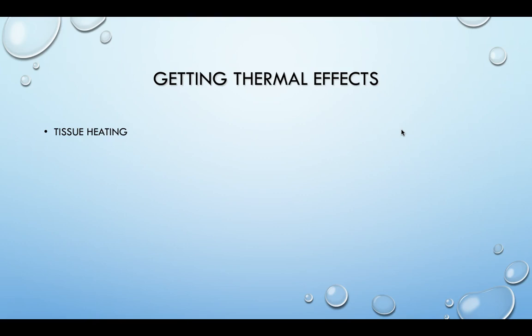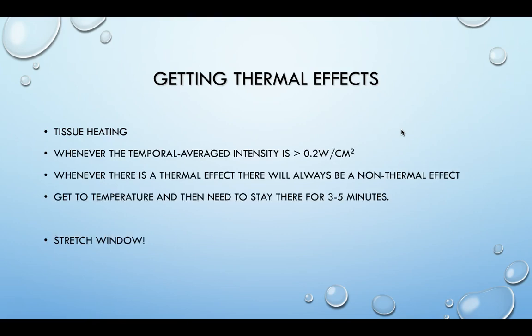To get thermal effects, we want tissue heating. Research is really showing that anytime the spatial temporal average intensity gets greater than 0.2 to 0.3 watts per centimeter squared, thermal effects are happening. That's when the body is no longer able to dissipate the heat and will gradually get an increase of heat anytime we're above that 0.2.